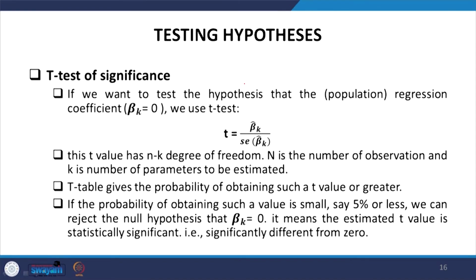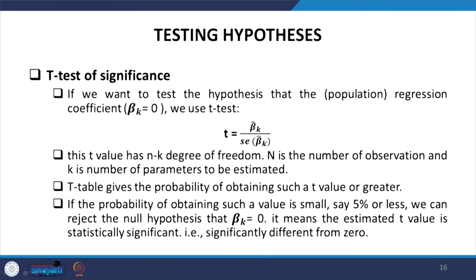Okay. So, like the z distribution, if you remember the standard z, the t distribution is also following the same pattern, only every time we are dividing by its standard error or standard deviation. Okay. So, it is basically the standard error that is divided. So, this t value has n minus k degrees of freedom. So, n is the number of observations and k is the number of parameters to be estimated. So, every time we refer to k, we are referring to the number of parameters to be estimated.